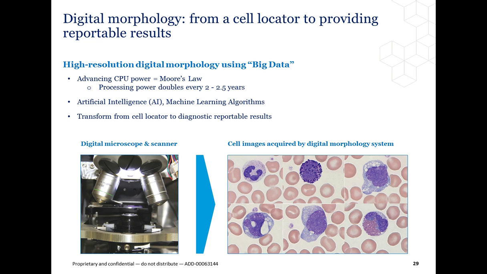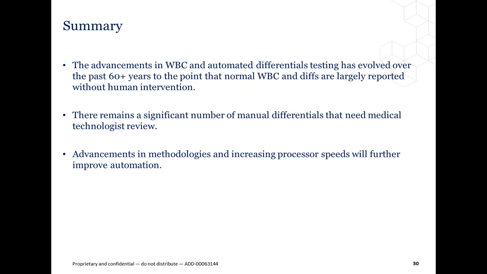So in summary, the advancements in WBC and automated differential testing has evolved over the past 60 years to the point that normal WBC and diffs are largely reported without human intervention to this day. The average review rates could range from 50% in your large oncology hospital settings to maybe as few as less than 10% in some of the hospitals that have more of a normal patient population. There remains a significant number of manual differentials, however, that need laboratory review. So advancements in methodologies and increasing processor speeds may further improve our automation to the point where only a handful of manual reviews would be necessary in the busiest of laboratories.